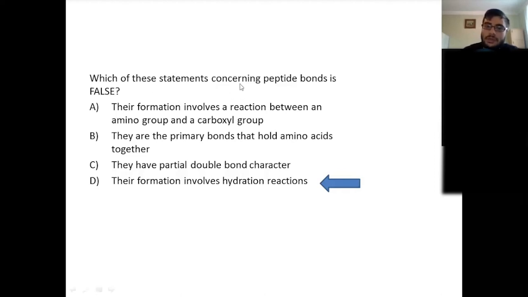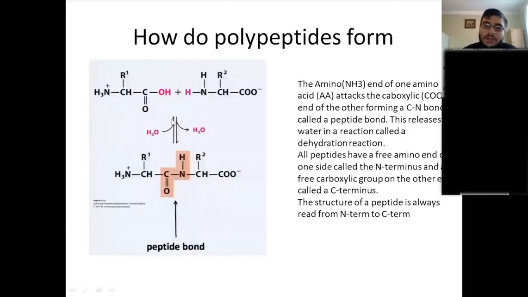Okay, and let me go over C as well. They have partial double bond character. If you can see on the bottom right here, there's a peptide bond. You see how the C double bond O can actually have a resonance structure, if you remember that from organic chemistry. It can have a resonance structure where the double bond moves off of the CO and goes onto the CN, the peptide bond. It's not as favorable because the nitrogen will be positive and the oxygen will be negative, but it is a possible resonance structure. And so the CN bond has some partial double bond character. It's not fully a single bond. This is important, but you'll understand this better when we cover organic chemistry, when we cover resonance structures between double bonds.